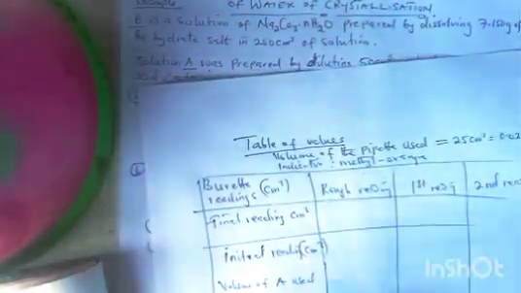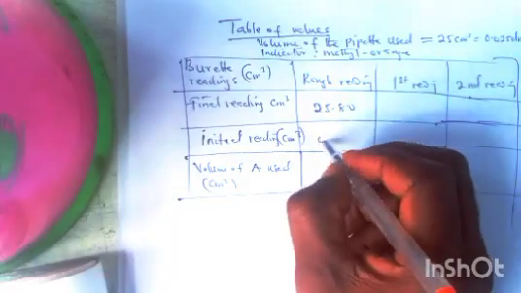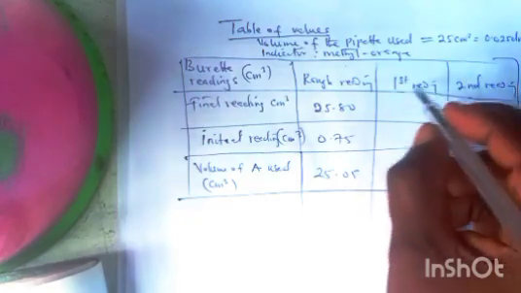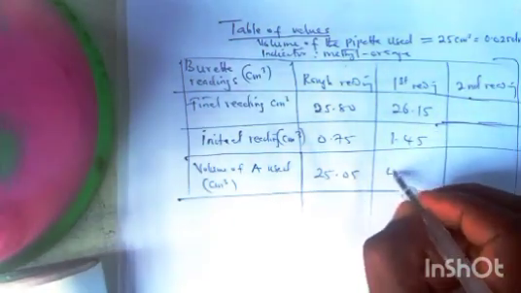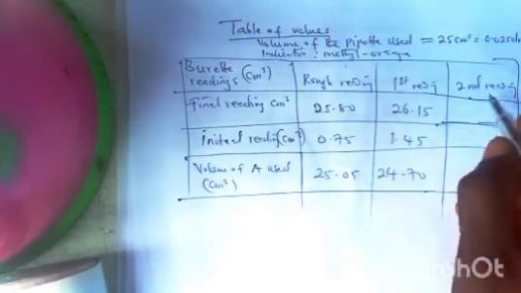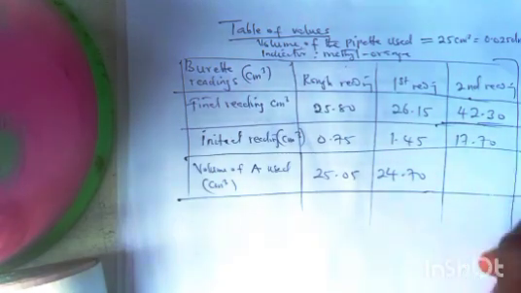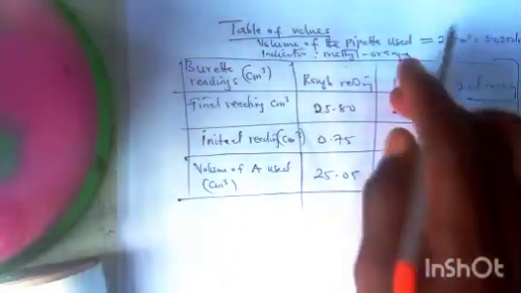This is our table of values. We are just assuming these readings because we are not in the lab. We are just assuming that this is what we are going to have at the end of the practical. This should be our endpoint. The first reading is 20, and the initial reading is at this point. So this time we have 42.30, 17.70, and 24.60. So this is going to give us the first and second readings.